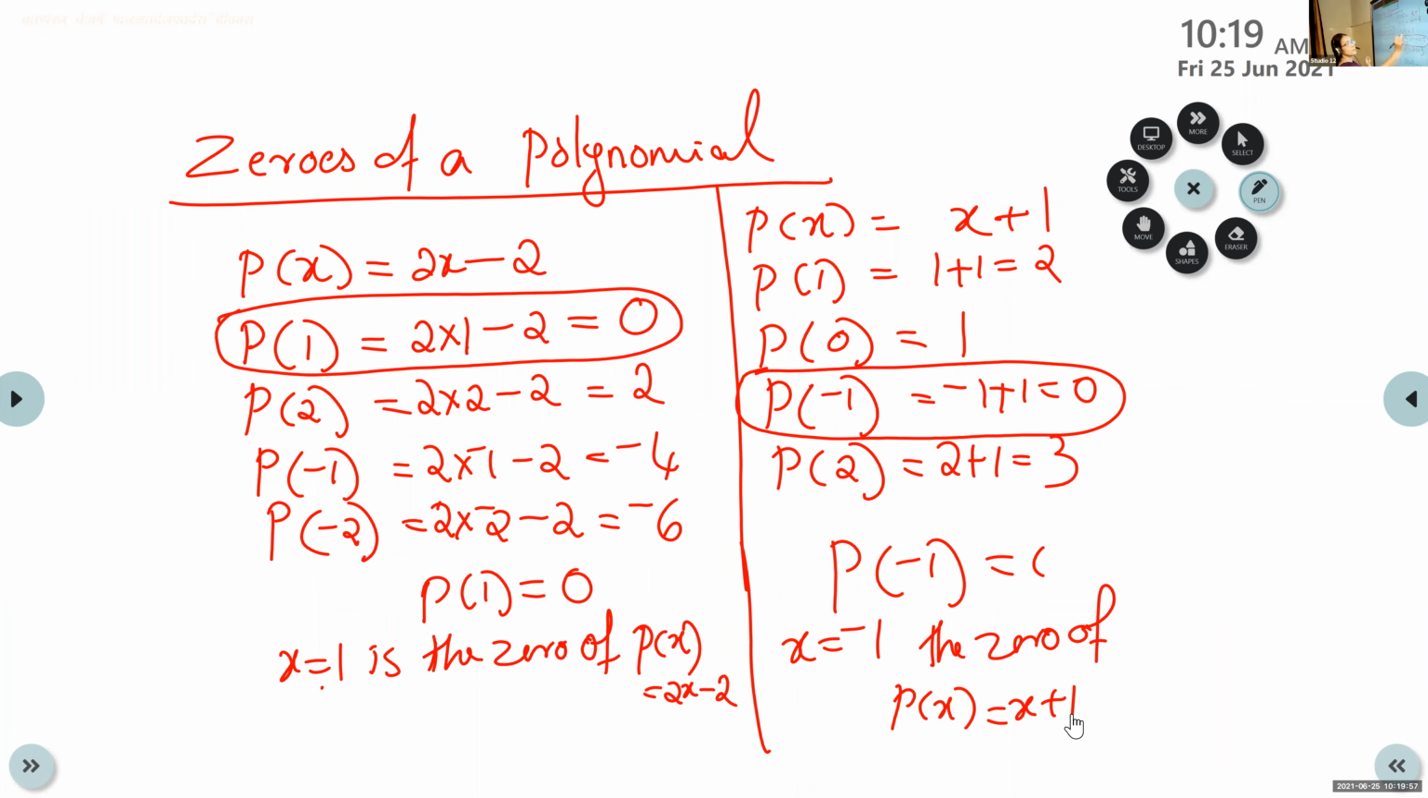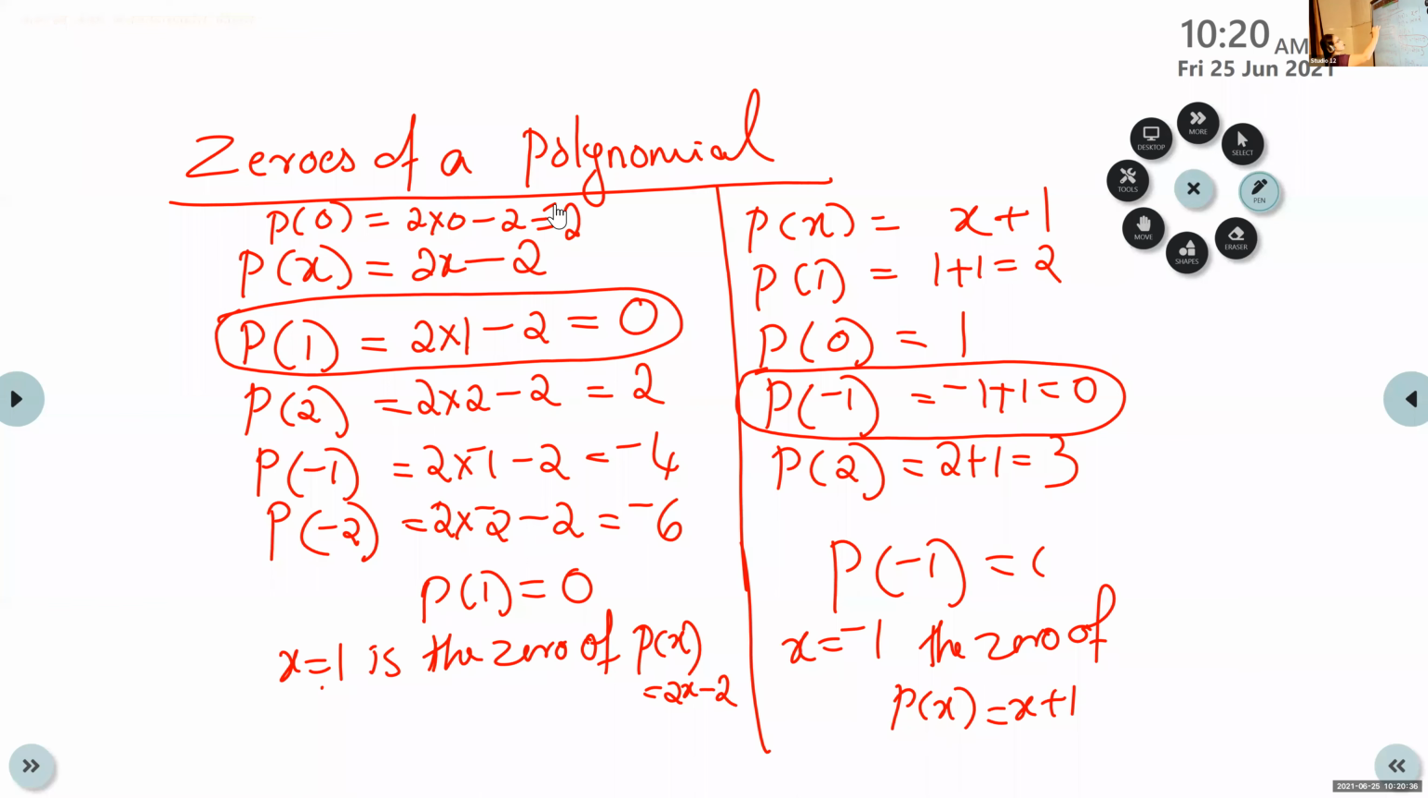But see, P of 0 cannot be a 0. May or may not be. P of 0, we have value 1. Here also, when we give 0, P of 0 will be 2 into 0 minus 2. It has some value, negative 2. Okay, so it is not a 0, not the digit 0. The 0 of a polynomial means those values of x at which the value of the polynomial becomes 0. Those values are known as zeros of a polynomial. Okay, so you do one thing.